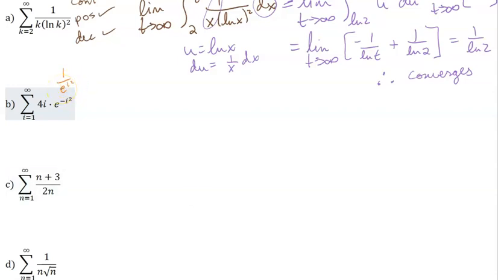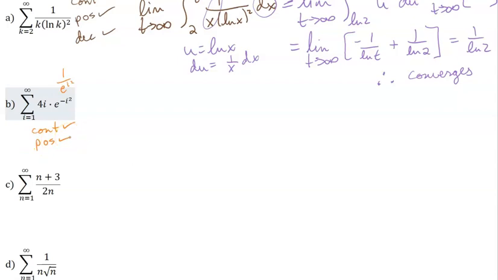Okay, so the first thing we do is we check the three conditions. Is 4i times 1 over e to the i squared as a function, would that be continuous? Yes, it is continuous. Okay, is it positive? Yes, because e to a power can never be negative. Even if we're dividing by that, it's still positive. Okay, and then is it decreasing?